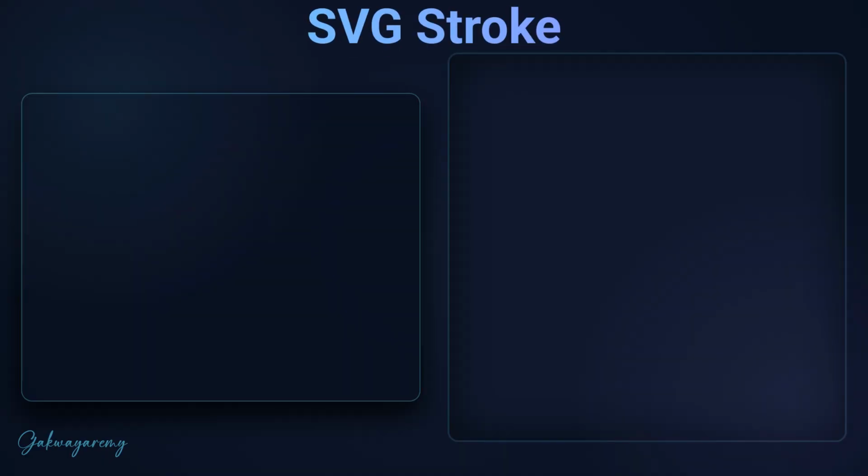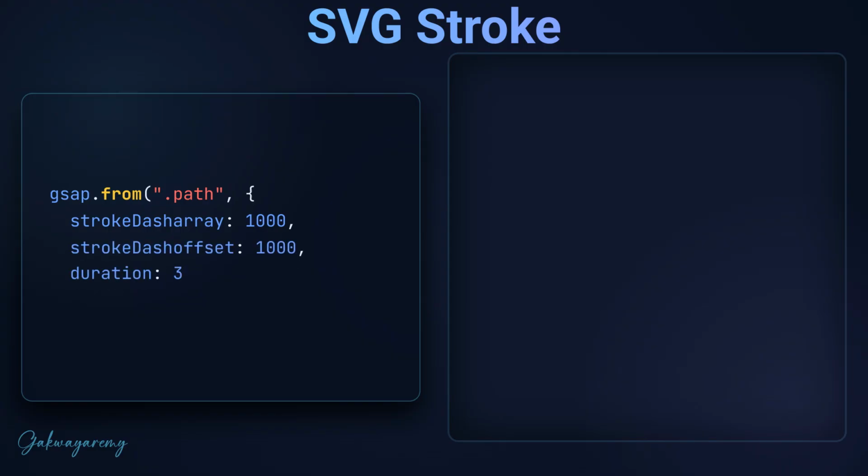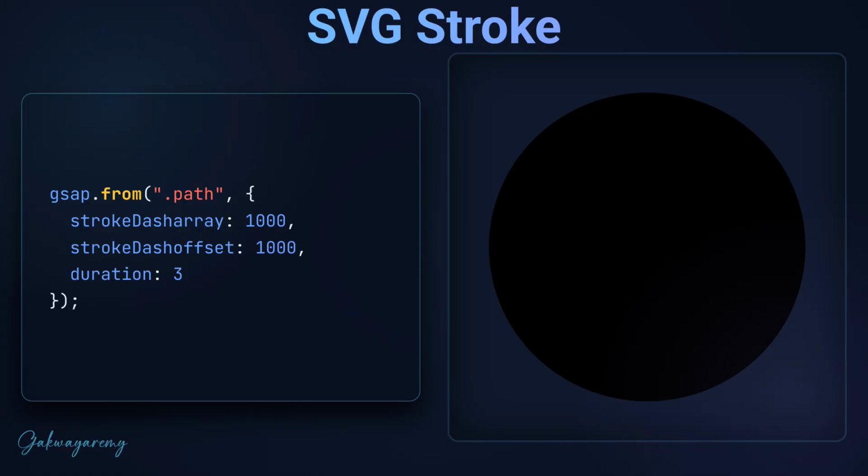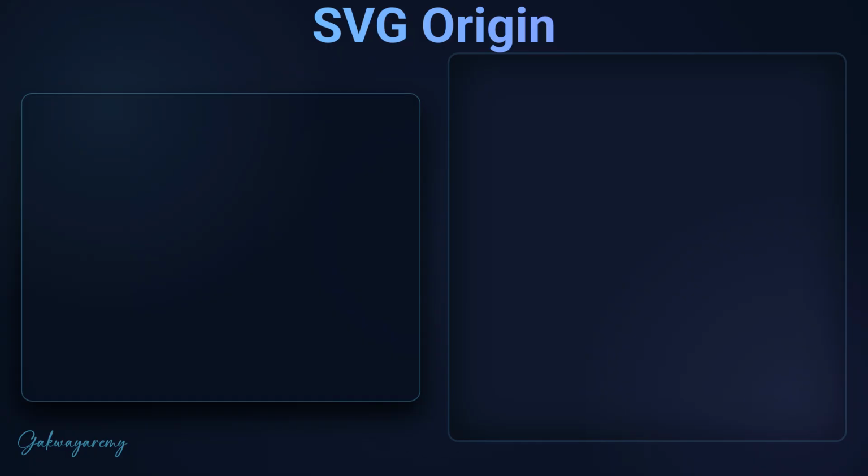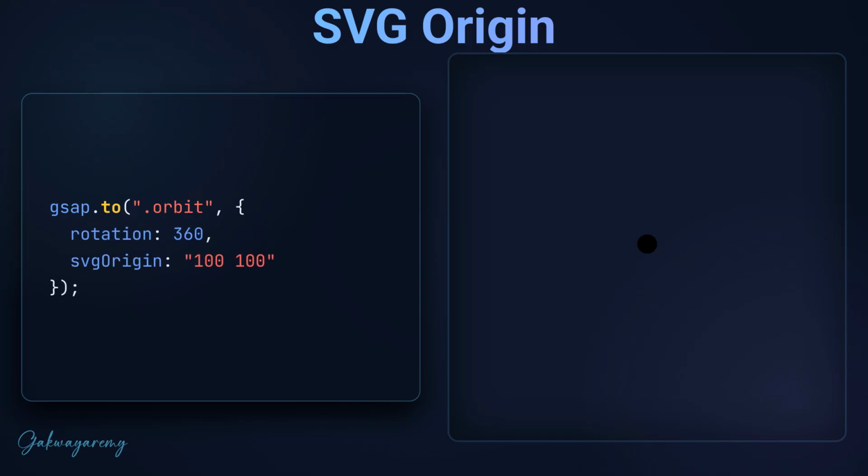GSAP excels at SVG animation. By targeting stroke-dashoffset, you can draw lines in real time. It is a powerful technique for logos and data visualizations. When rotating SVG elements, prefer svgOrigin over transformOrigin. This ensures predictable scaling and rotation around a specific coordinate in the SVG coordinate system.